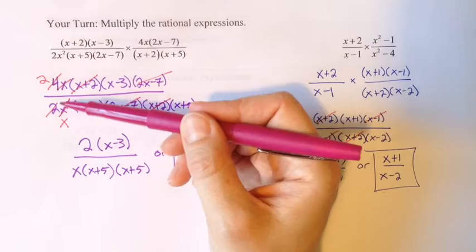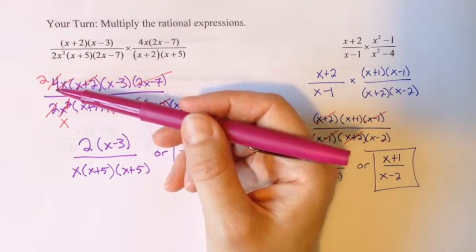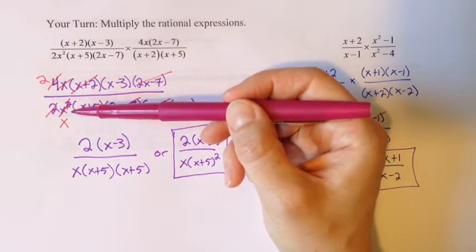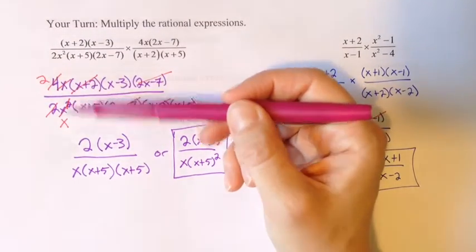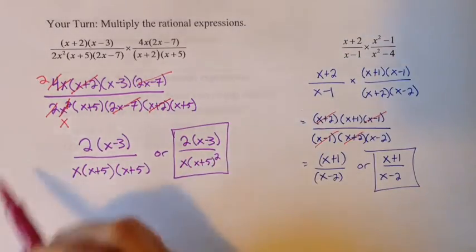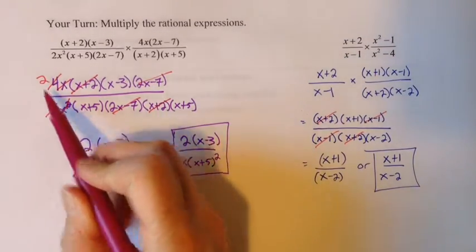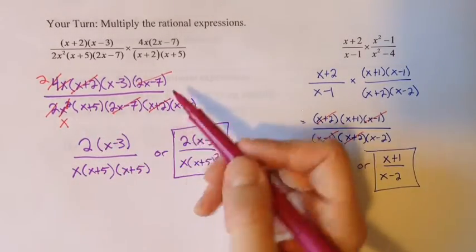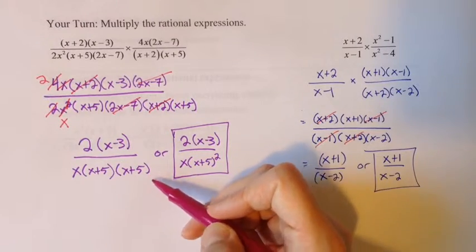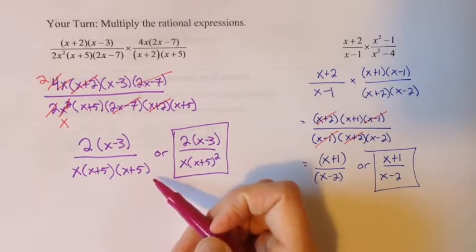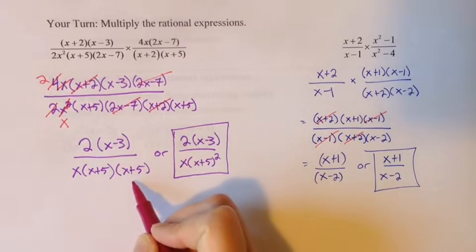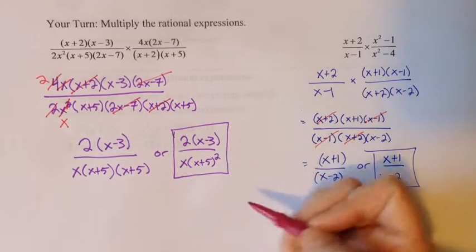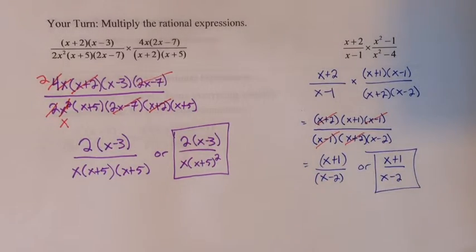Between the 4 and the 2, I noticed that 2 goes into 4 2 times, leaving a 2 on top and a 1 on the bottom. And then I had an x on top and an x squared on the bottom, so those will cancel, leaving a single x on the bottom. And then I rewrote that mess to clean it up a little, and I had 2 times x minus 3 on top, a single x, and then an x plus 5 times x plus 5 for the bottom. Now it's perfectly fine to leave your answer like this, but I noticed that I have x plus 5 times x plus 5 on the bottom, so I could push those together and call that x plus 5 squared on the bottom. For the second example, notice that we needed to factor things.